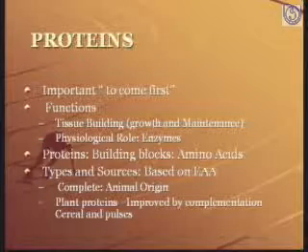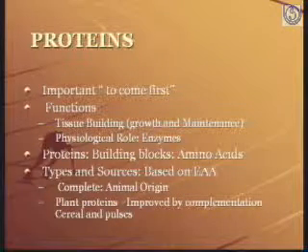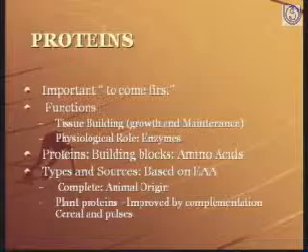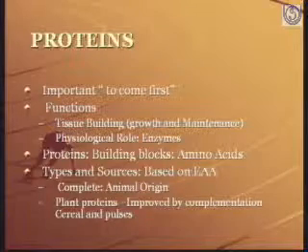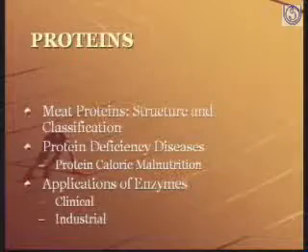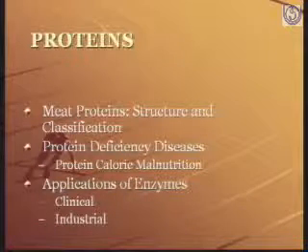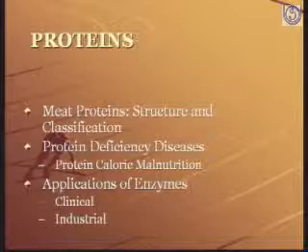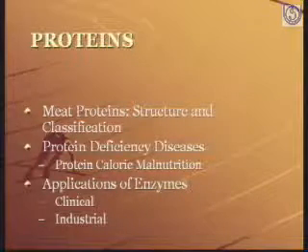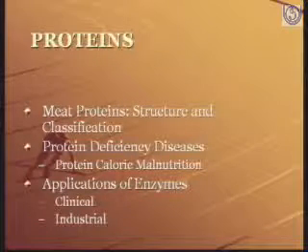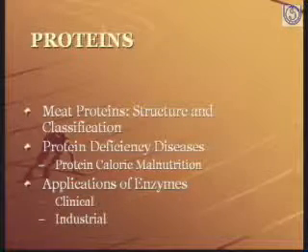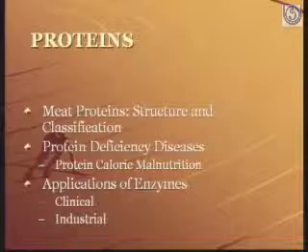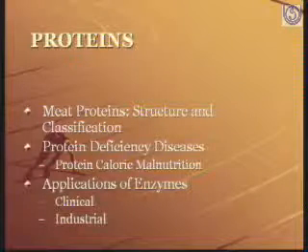For example, when you take cereal and pulses, the amino acids which are deficient in one are made up from the amino acids present in the other. So this is the protein. Then it also defines the meat proteins, their structure and classification, the types of diseases, and the application of different enzymes, particularly for clinical and industrial purposes. So this protein unit gives the complete picture, starting from their function, what the building blocks are, and what deficiencies can cause diseases.